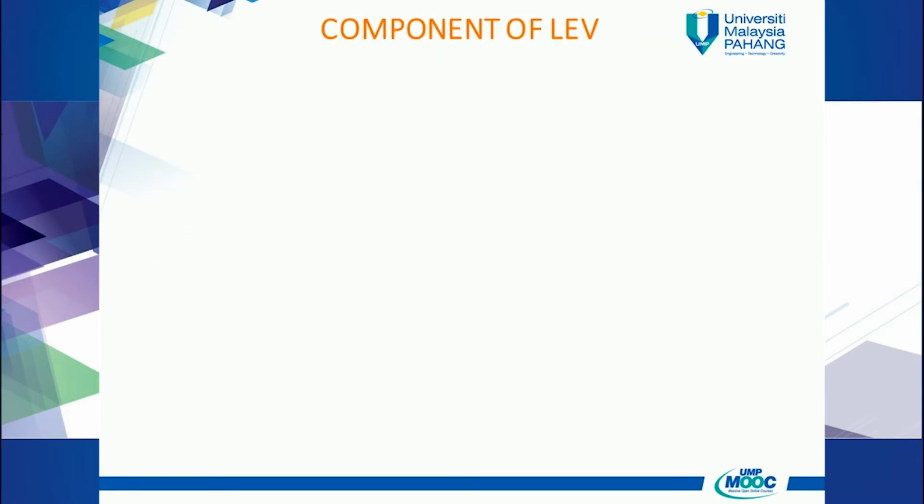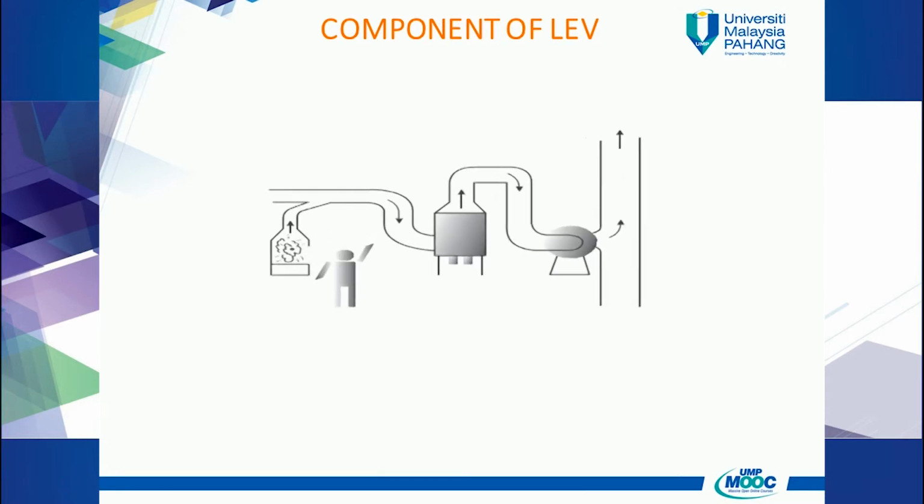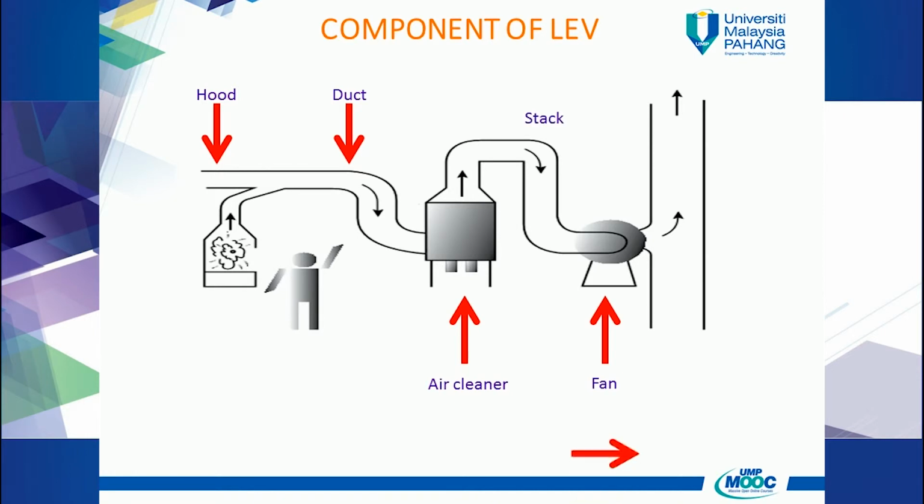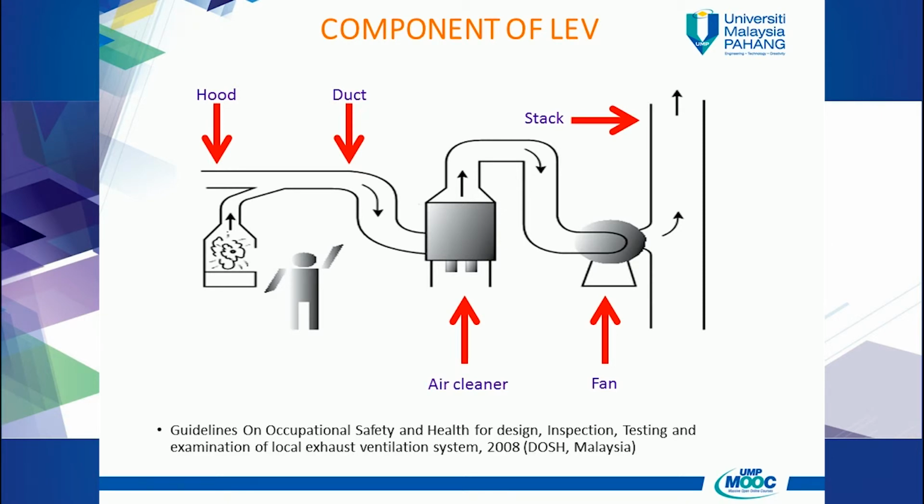The LEV system has 6 basic components: a hood or opening that captures the contaminants at the source, duct that transport the airborne contaminants through the system, an air cleaning technology that removes the contaminant from the moving air in the system, fans that move the air through the system, an exhaust stack which the contaminated air is discharged, and makeup air that replaces the exhaust air.